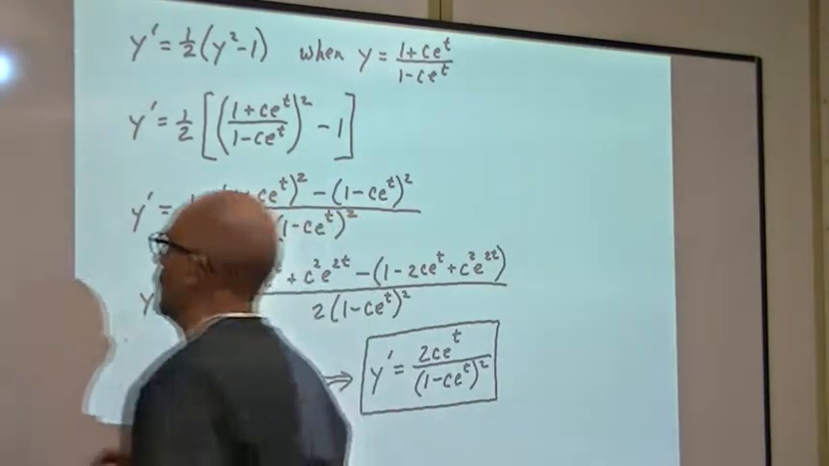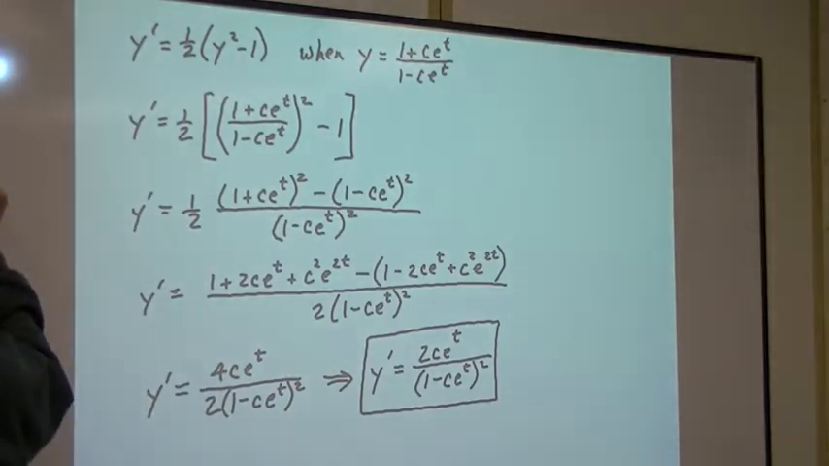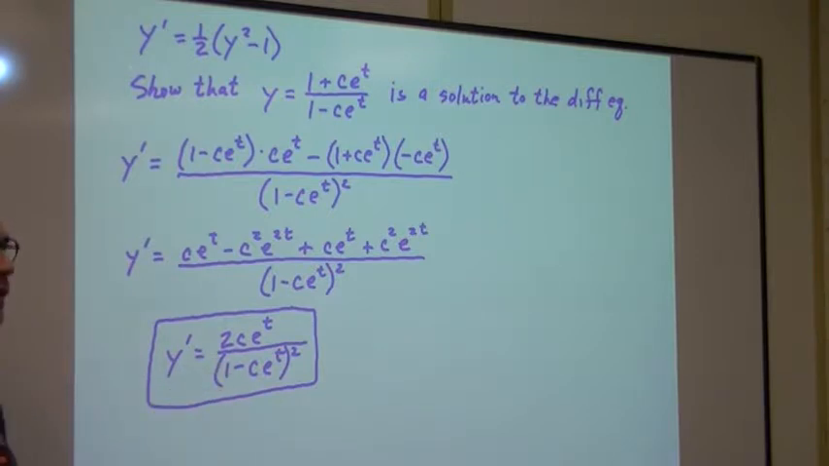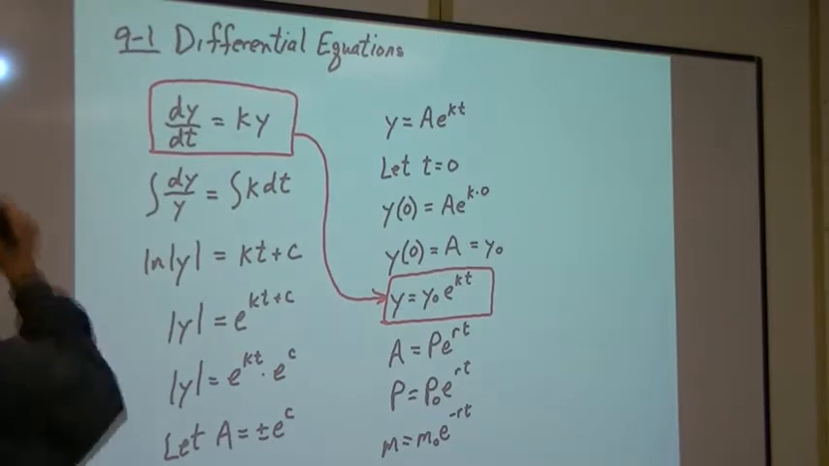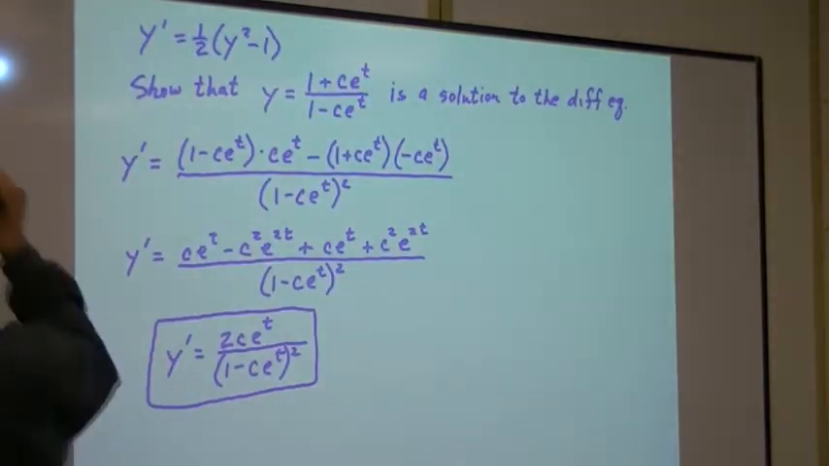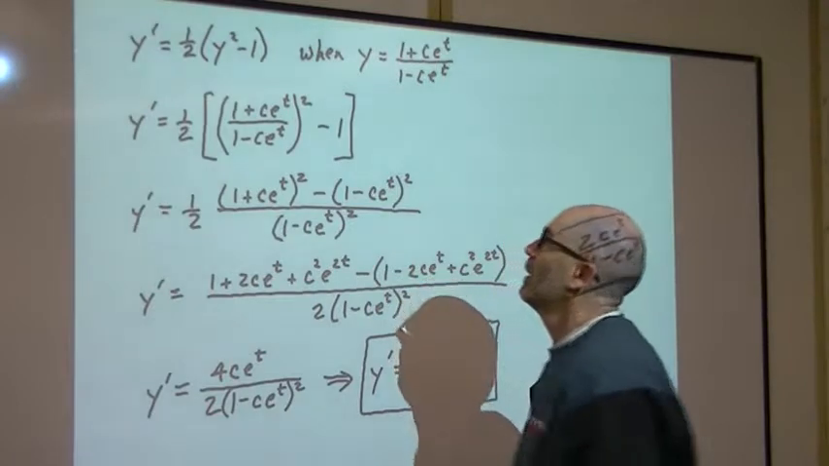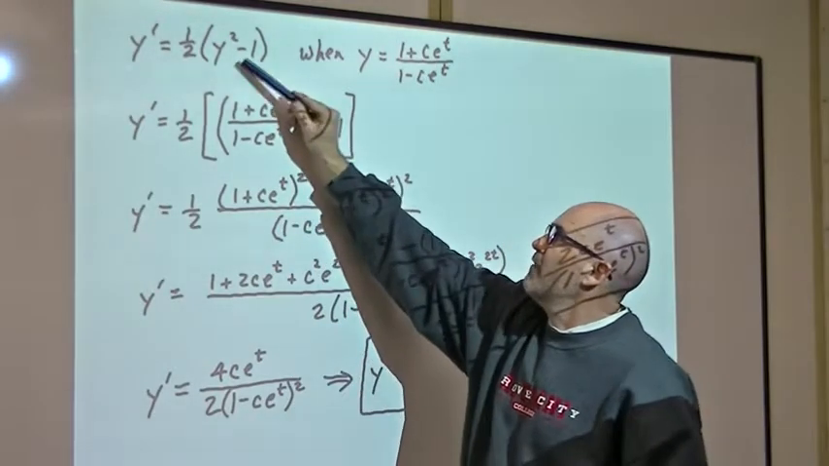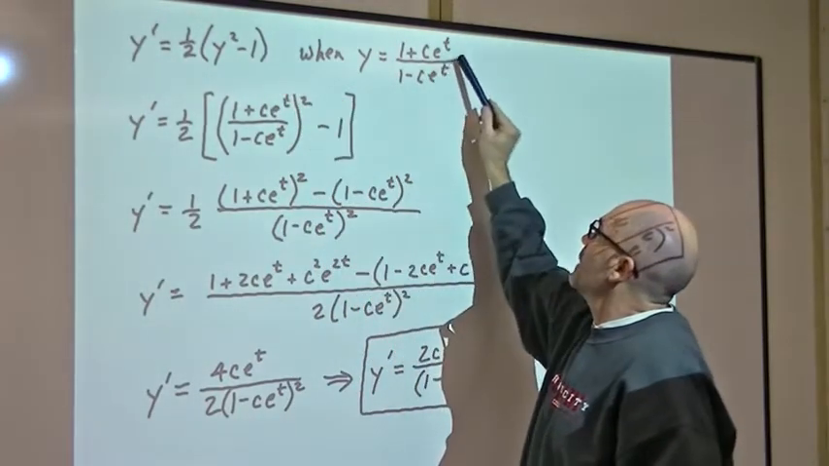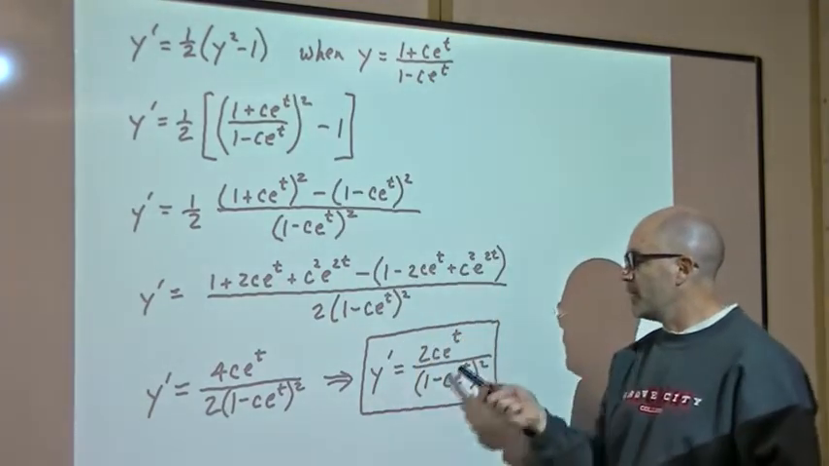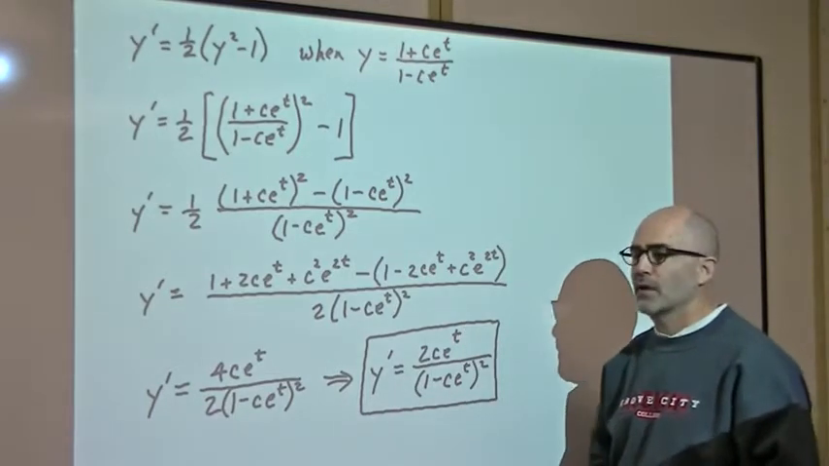Now, if you notice, the blue here looks strangely like the blue here. Or the blue here looks like, oops, wrong direction. The blue here looks like the black there. So what we've done is, we've taken the y prime equals 1/2 y squared minus 1, and we plugged in what they're telling us the solution is. And we came out with y prime equals this value.